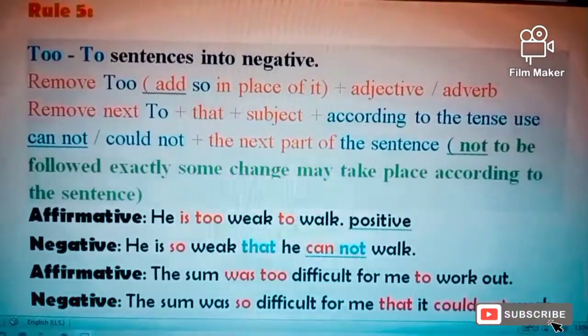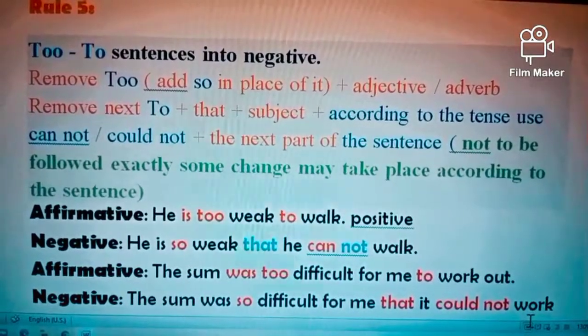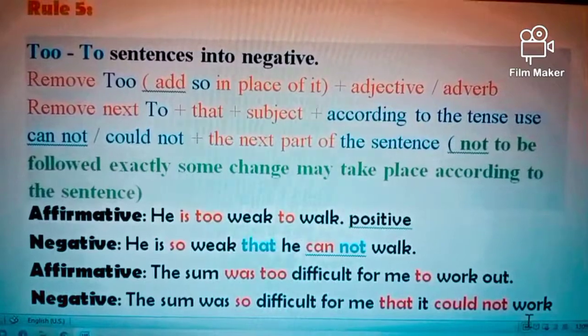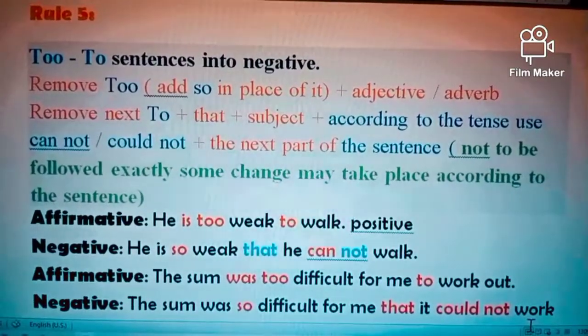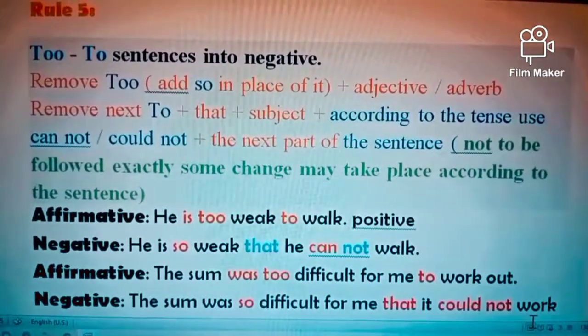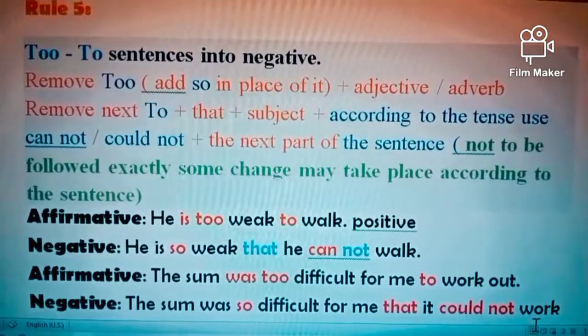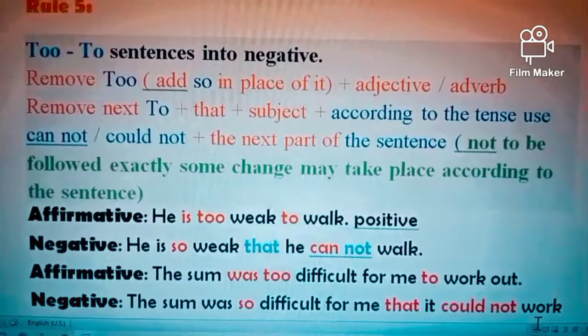So these are some of the basic rules we have discussed while converting sentences from negative to affirmative or affirmative to negative. Hopefully this will help a lot and you will learn in a proper way, and you will try to apply the rules that we have discussed. These are the few rules we have revised in a better way.